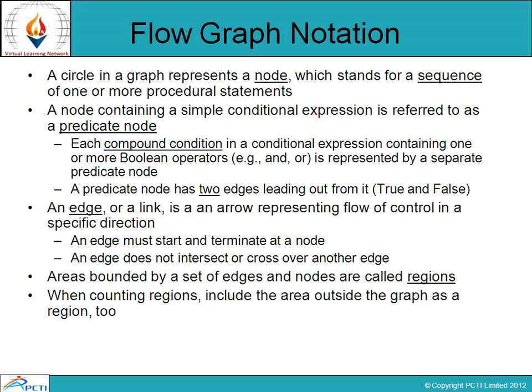When counting regions, include the area outside the graph as a region. In the flow graph we use arrows, circles, and the area bounded by edges is called a region, along with the predicate nodes that we use here. Any procedural design program can be translated into a flow graph. Later we discuss how the flow graph can be analyzed by the various paths within it, and note that a compound boolean expression at a test generates at least two predicate nodes.